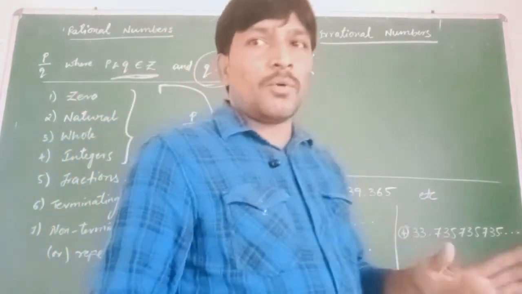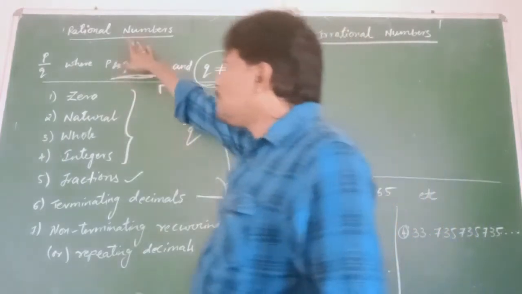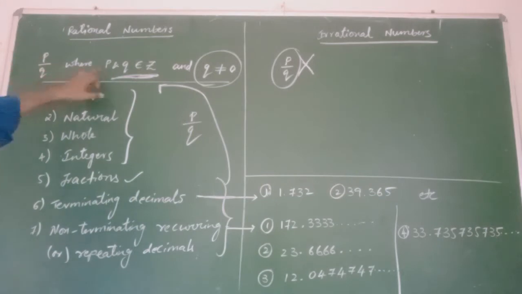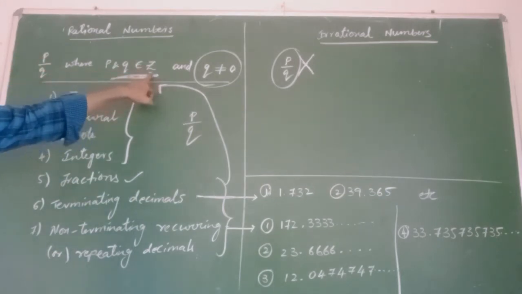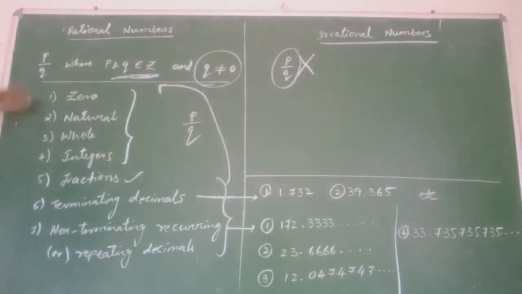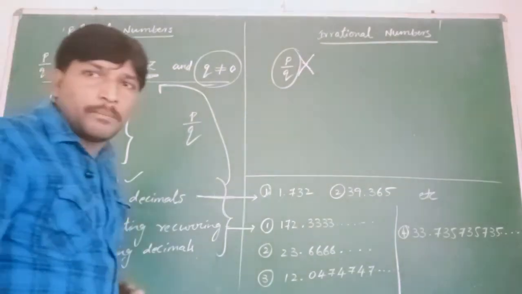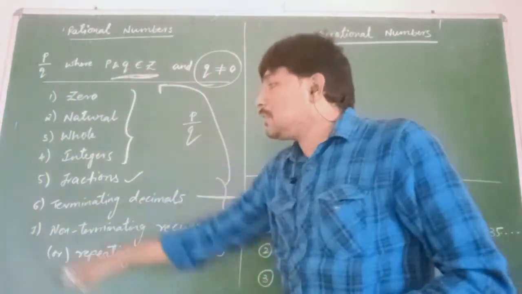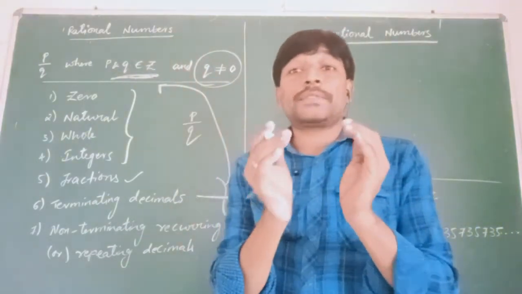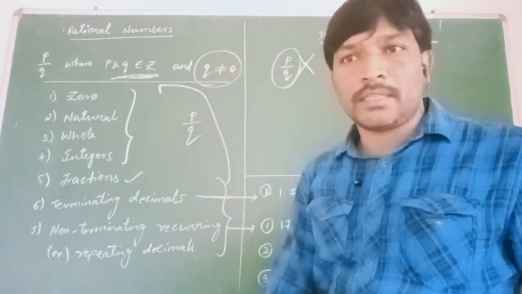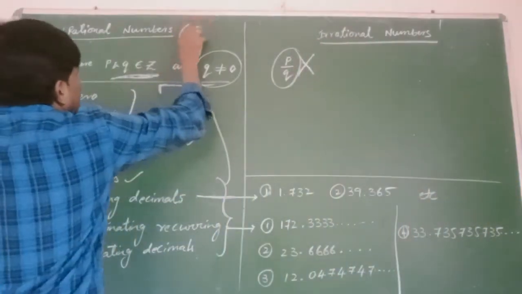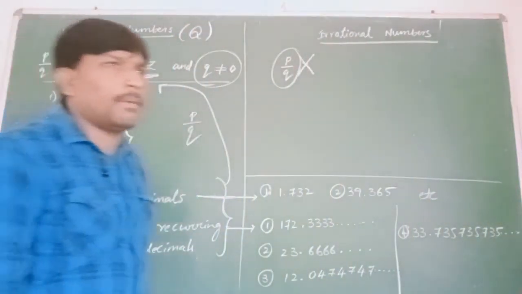So this is about rational numbers. Rational numbers are the numbers which can be written in the form of P by Q, where P and Q belong to integers and Q is not equal to 0. All these numbers come under rational numbers, that means all these are subsets of rational numbers, and the set of rational numbers is represented by the letter Q.